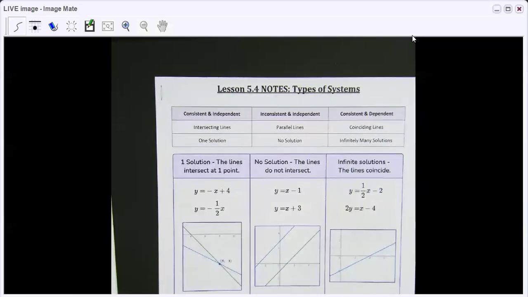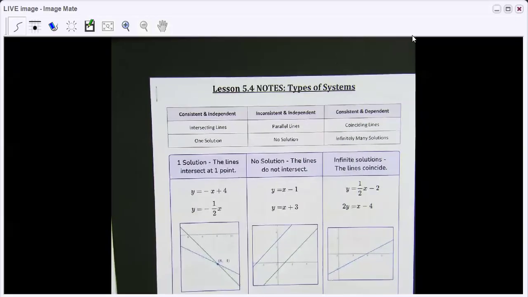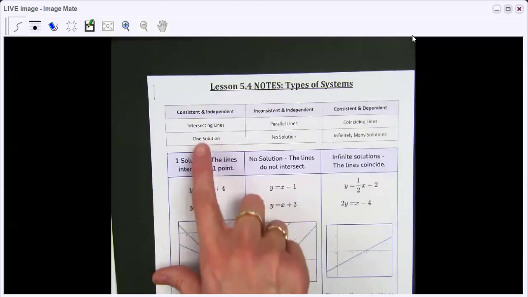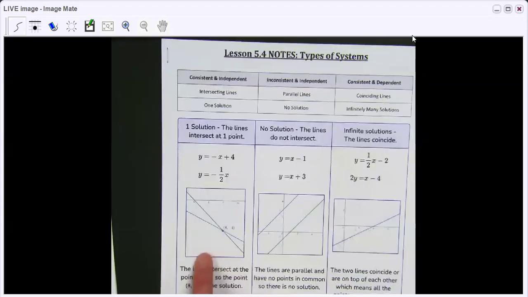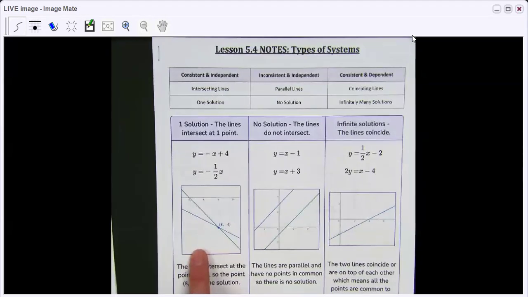Lesson 5.4 is about types of systems. So this is some vocabulary on the different types of solutions that you will get when you are solving systems of equations. Sometimes when you have a system of equations, they will intersect on a line. And when they intersect, we know that they only have that one solution. So that would be what this graph would look like right here.